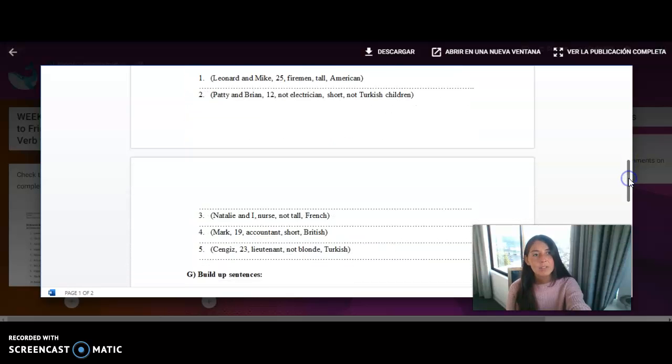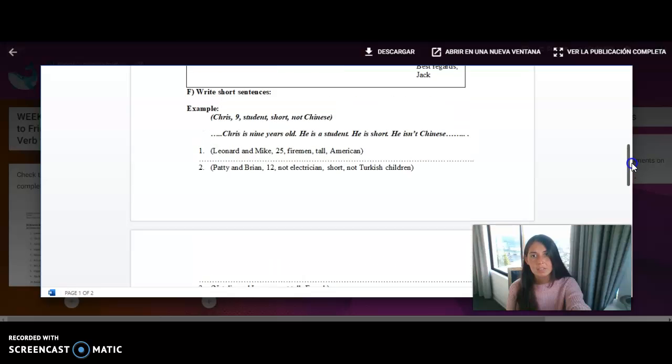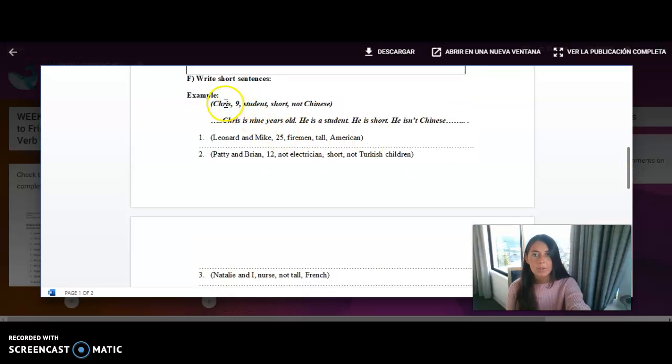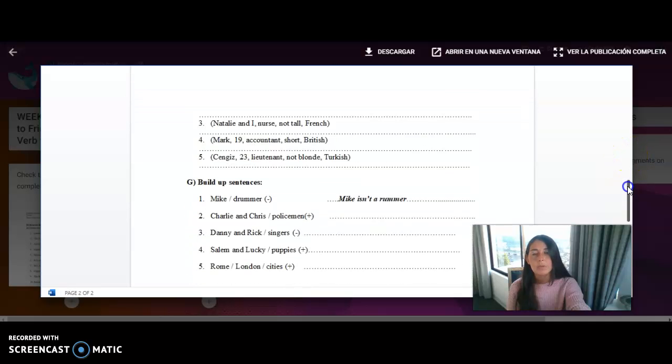And then we have to do these sentences here. For example, you have this data and then you come up with a complete sentence. Chris, 9, student, short, not Chinese. So you turn this into a whole sentence. So we go, Chris is 9 years old. He is a student. He is short. He isn't Chinese, right? And then you have number 1, 2, 3, 4, and 5.